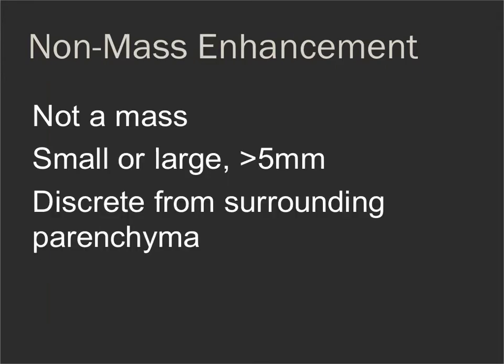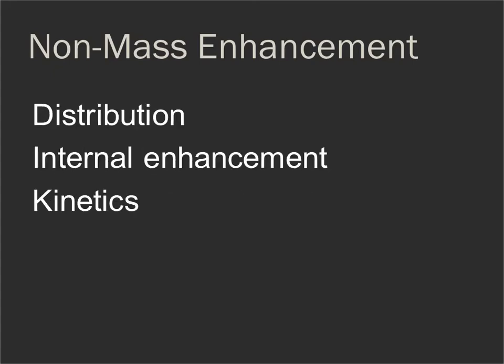All right, so moving on from masses to non-mass enhancement. Non-mass enhancement is something that's bigger than 5 millimeters, but it's not a mass, so it doesn't have those clear 3-dimensional convex characteristics. It can be a very variable size, but the important thing is it's discrete from the surrounding parenchyma, because otherwise it's going to be background parenchymal enhancement. We need to describe 3 things with non-mass enhancement: its distribution within the breast, its internal enhancement characteristics, and again the kinetics. You see that kinetics are consistent across all 3 different types of abnormality.